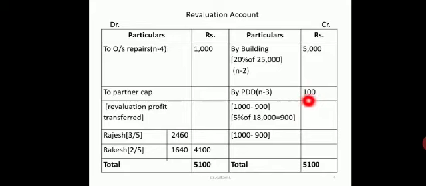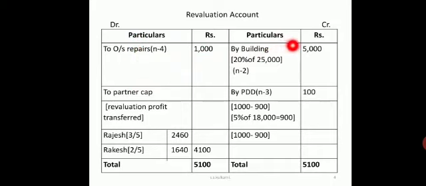Therefore, it is to be taken on the credit side. Whenever there is reduction in provision for doubtful debts, take it on the credit side. If provision for doubtful debts are increased, take it on the debit side. Now coming to the next adjustment, that is outstanding repairs. So outstanding repairs is a liability which is yet to be met. So 1000 rupees to be debited to revaluation as it increases the expenses.